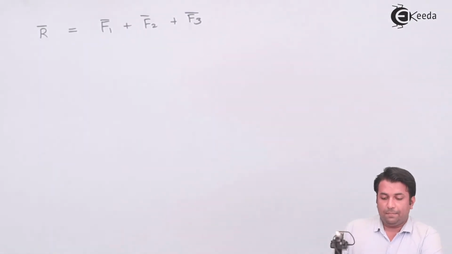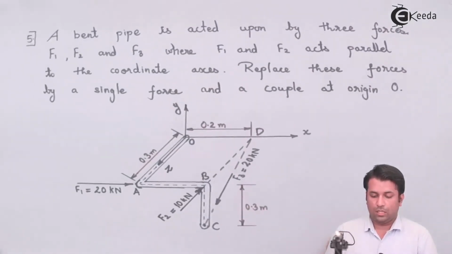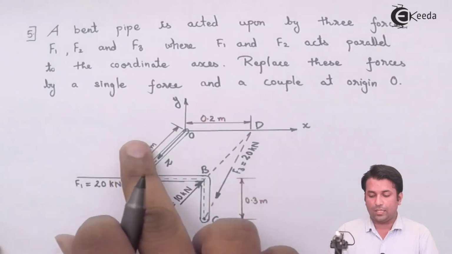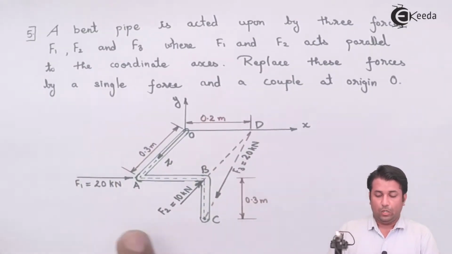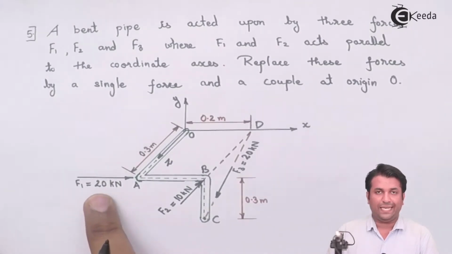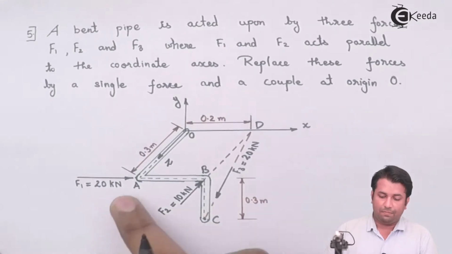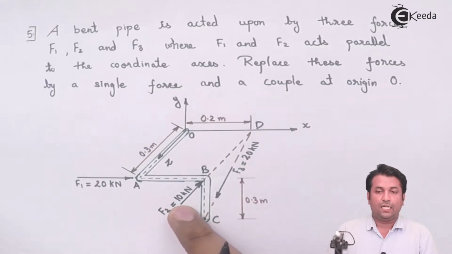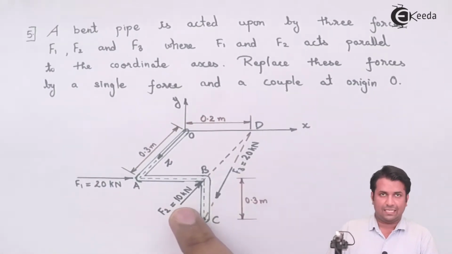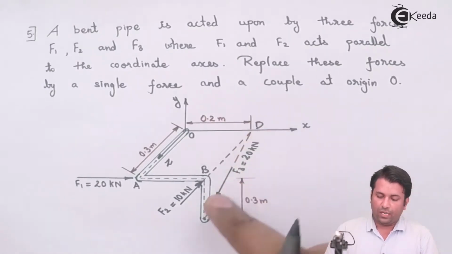Now, in this example, it is easier for us to find the force vectors F1 and F2, because F1 is acting parallel to the x-axis and towards the positive side. So the force vector will be 20 i cap. Whereas F2, since it is acting parallel to the z-axis but on the negative side, will be minus 10 k cap. All I need to do is find the force vector for F3.